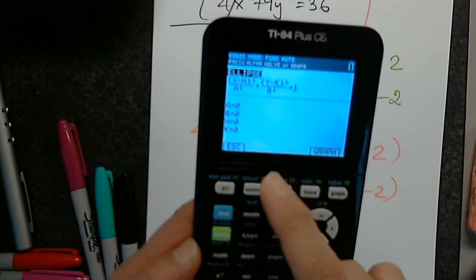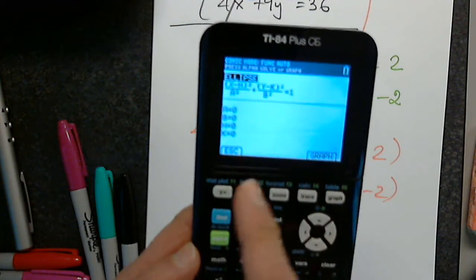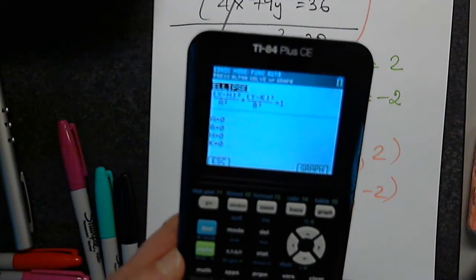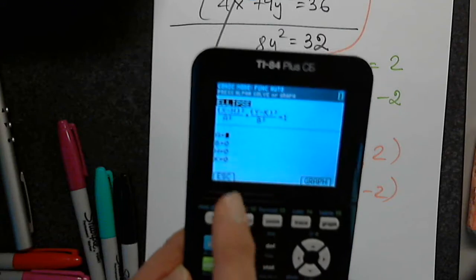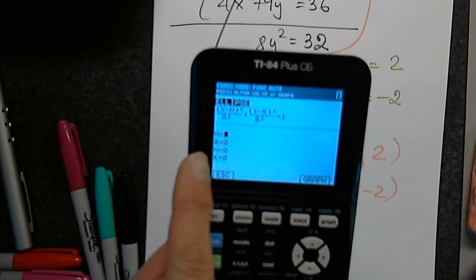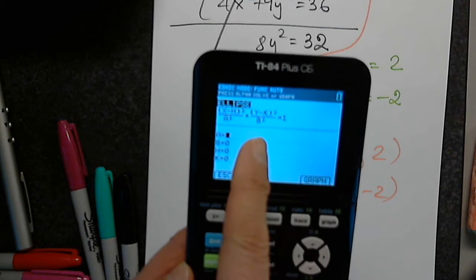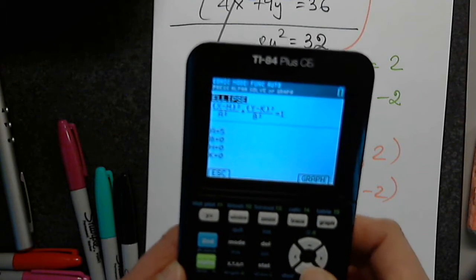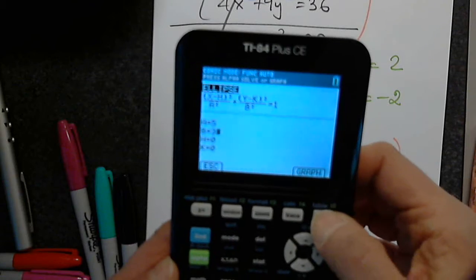So h and k will be 0 because there are no shifts. What do you want for a? 3. Okay. But remember, because we are on the x-axis, this number has to be bigger than this number. So if you say 3 here, you cannot say more than 3 here. 5. Okay, so you want 5 for that. And then I want a graph.